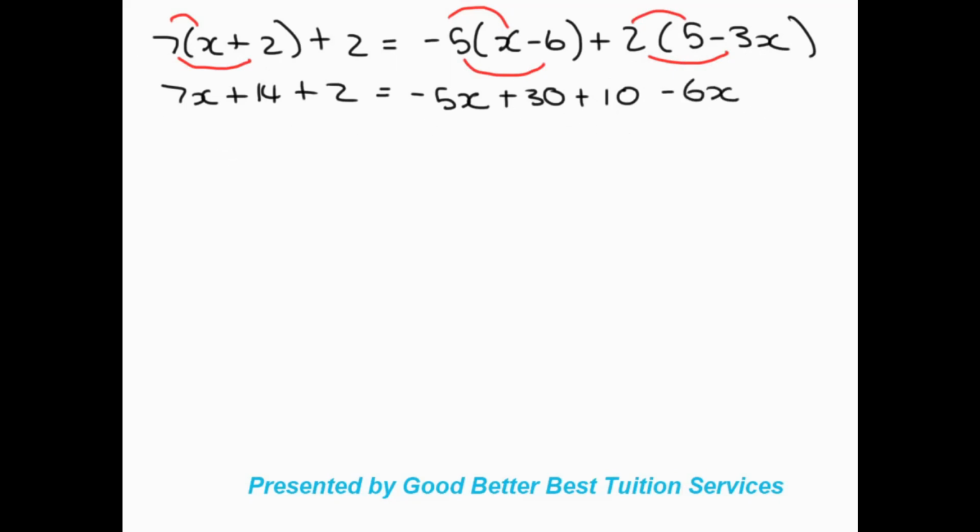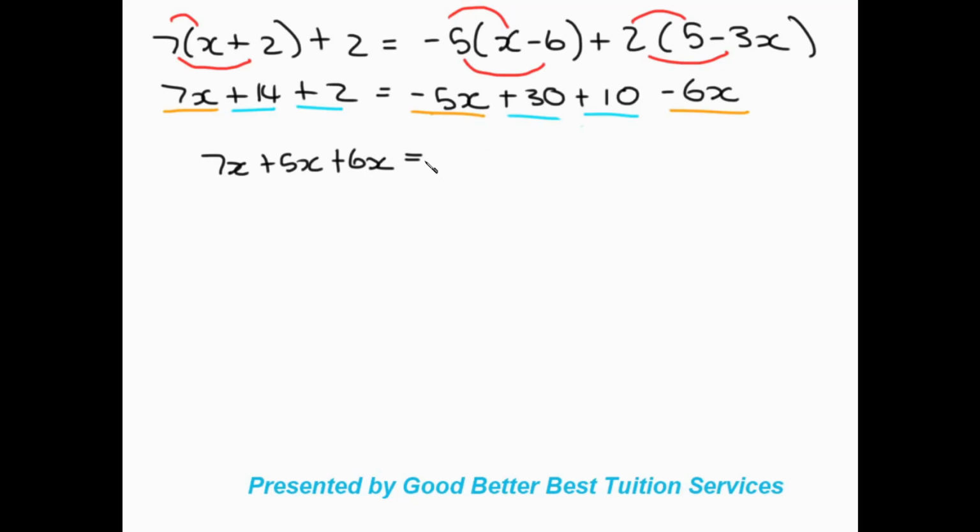Now we're going to be looking at our like terms once again. We have 7x, negative 5x over here, negative 6x. And then we have positive 14, positive 2, positive 30, and positive 10. Again, now we're going to bring our letters over to the left, numbers to the right. So we have 7x. This is going to be plus 5x and plus 6x. Right?